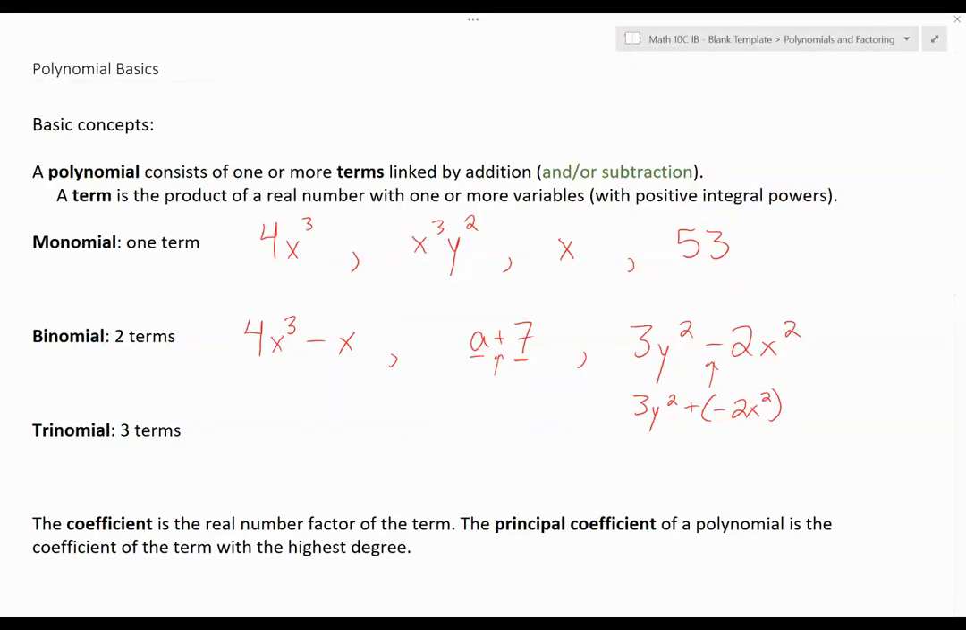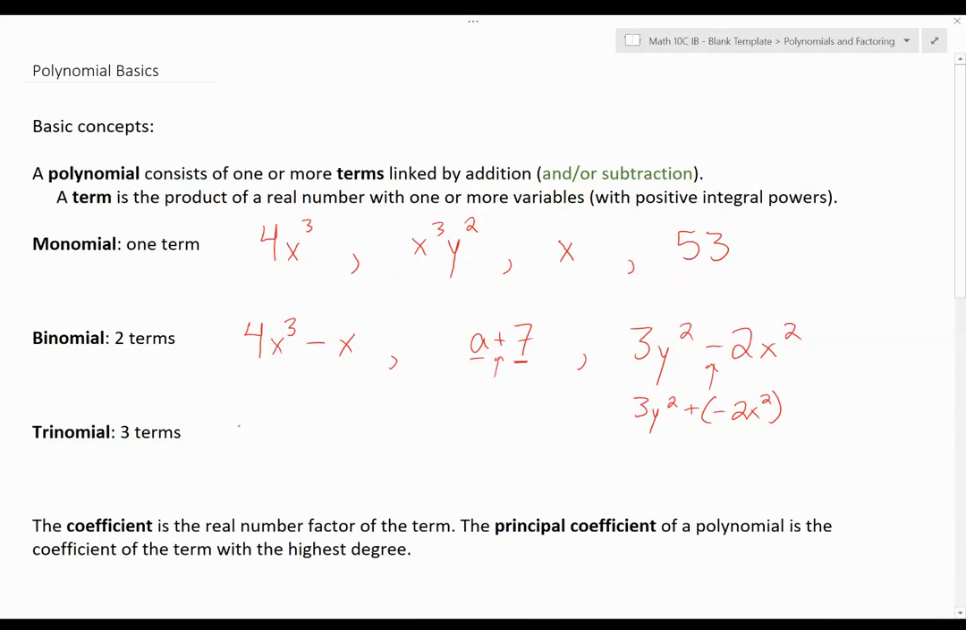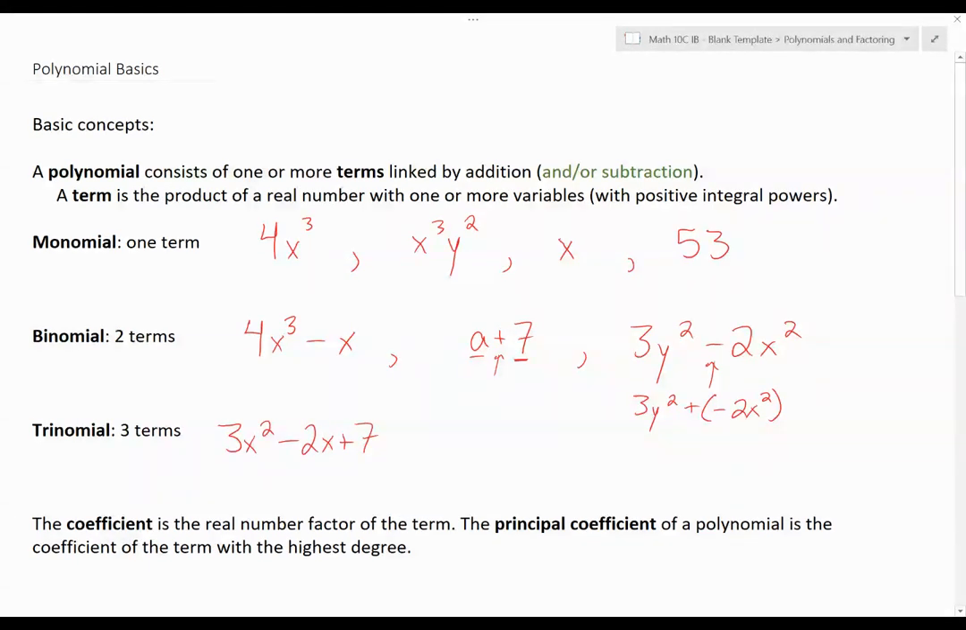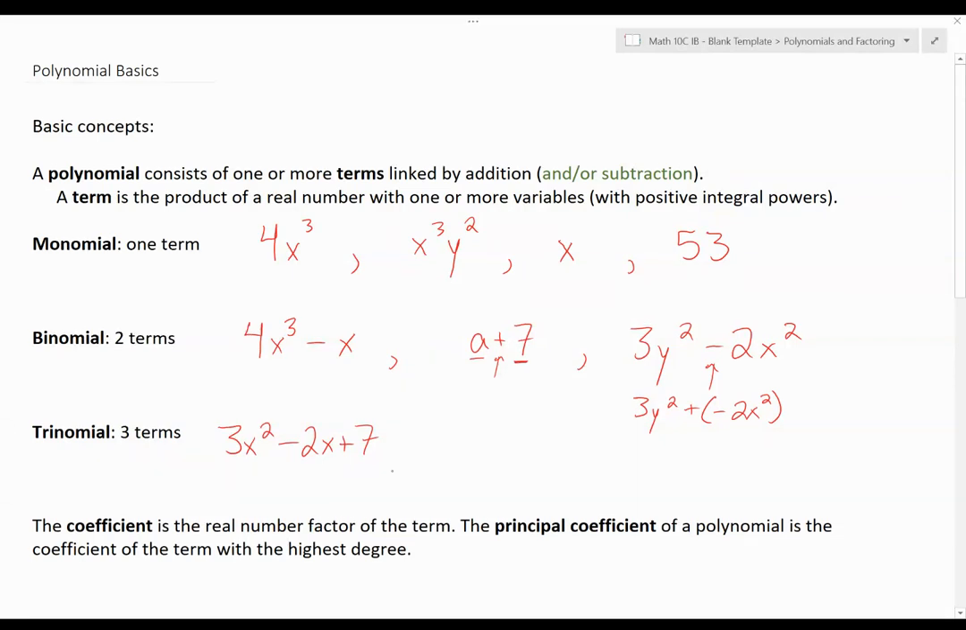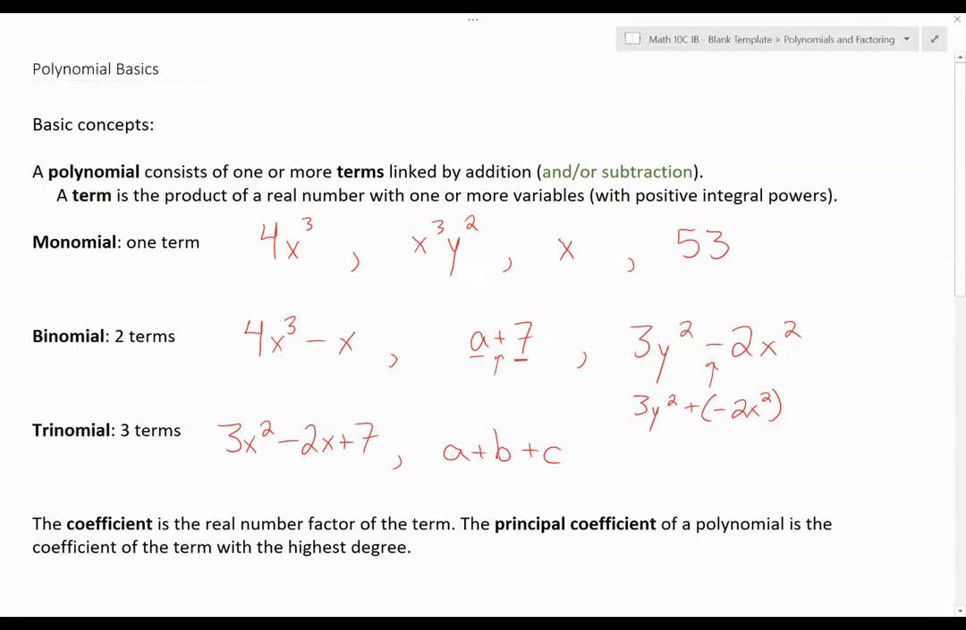And a trinomial would have 3 terms. So you could have something like 3x squared minus 2x plus 7. That's a very common type of trinomial that we'll see called a quadratic. We'll talk about that word in a minute. You could have just a plus b plus c, for example. These are examples of trinomials. There are names for polynomials with 4 or 5 or 6 terms. We don't need to bother knowing those names. So you could just say a 4-term polynomial. Technically, there are names, but they're kind of pointless to memorize past a point.